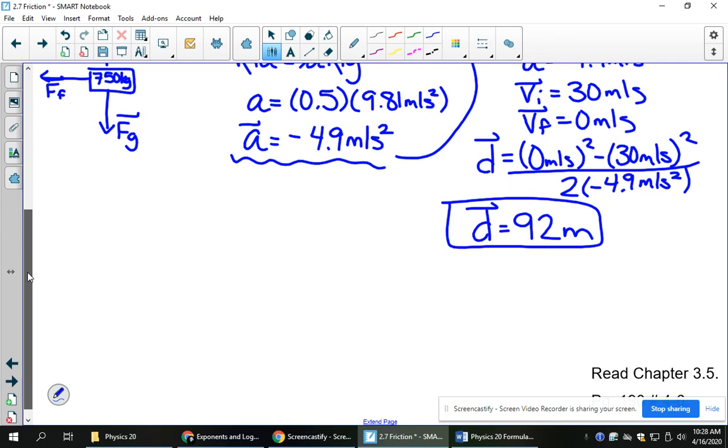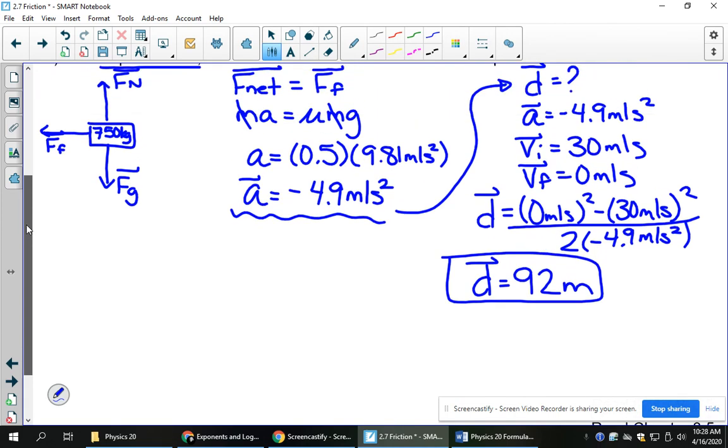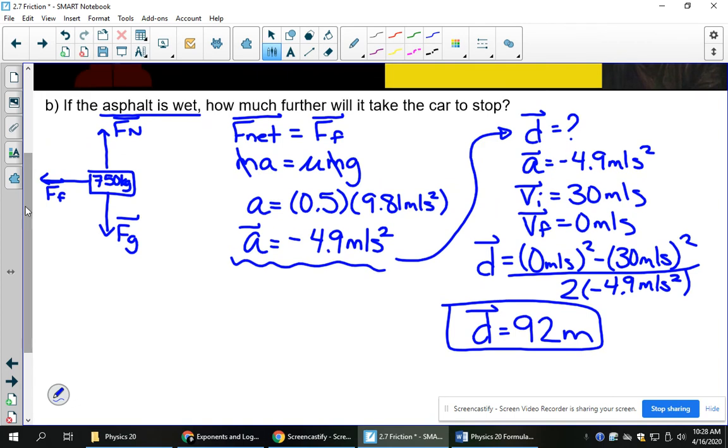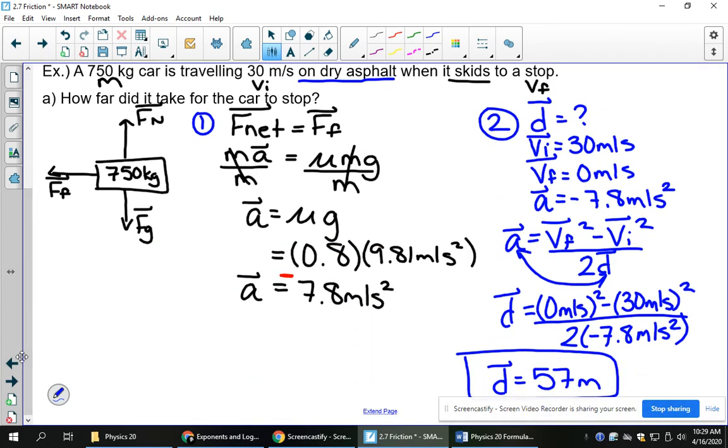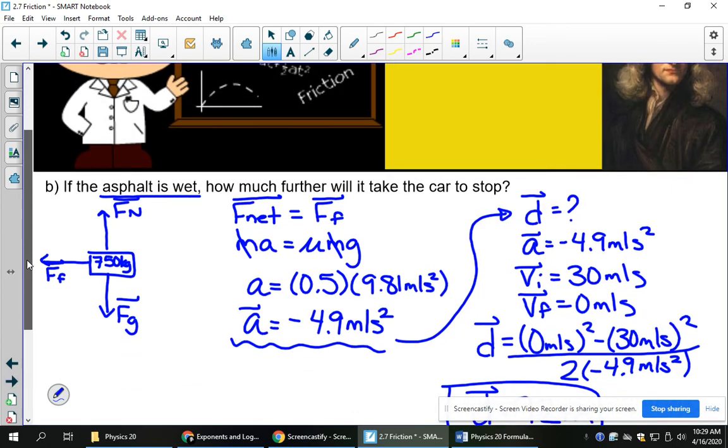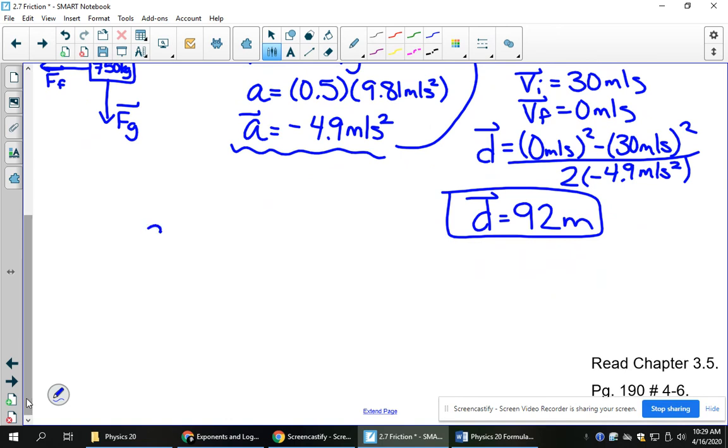So this is another driving lesson that comes out of Physics 20, I guess. Now I'm going to reread the question because I don't think we're quite done. If the asphalt is wet, how much further will it take the car to stop? Well, initially, on dry asphalt, we calculated that it would take 57 meters. So here, how much further is 92 than 57? A simple subtraction there will tell you that it's actually going to take 35 more meters to stop.